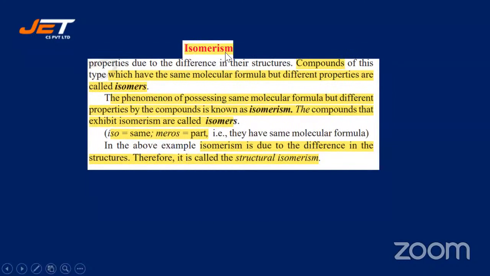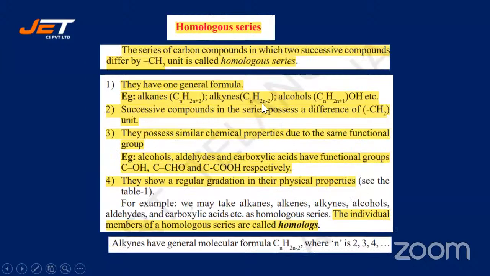Next coming to isomerism. Compounds which have the same molecular formula but different properties are called isomers. The phenomenon of possessing the same molecular formula but different properties by the compounds is known as isomerism. The compounds that exhibit isomerism are called isomers. Iso means same, meros means part. So isomerism is due to the difference in the structures. Therefore, it is called structural isomerism.